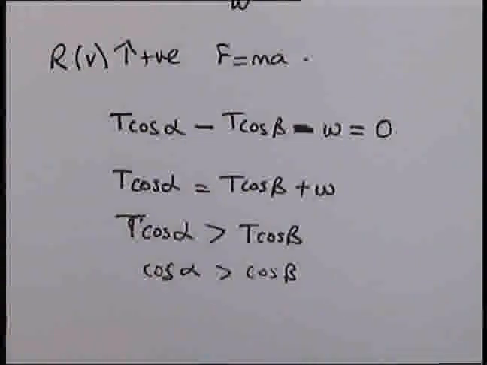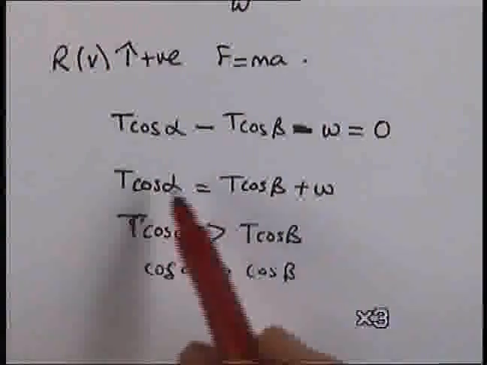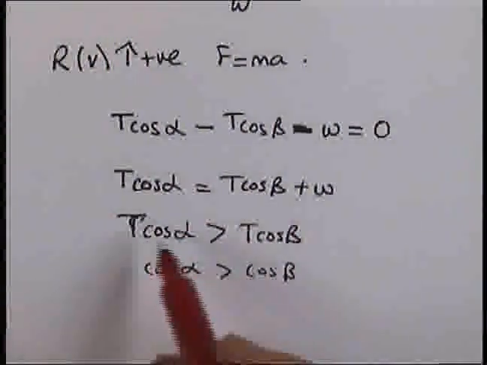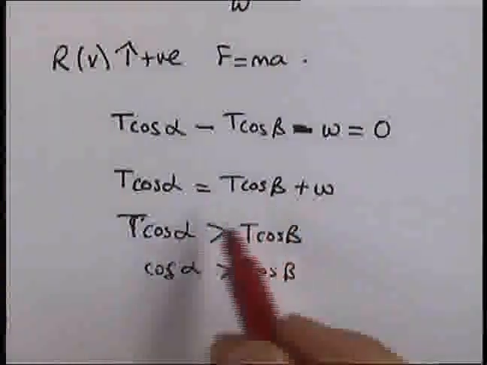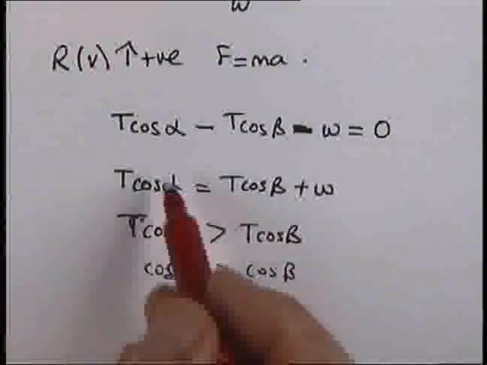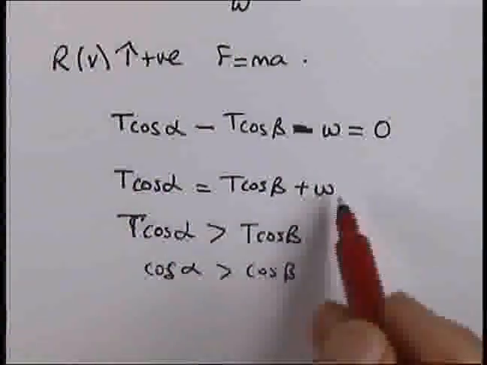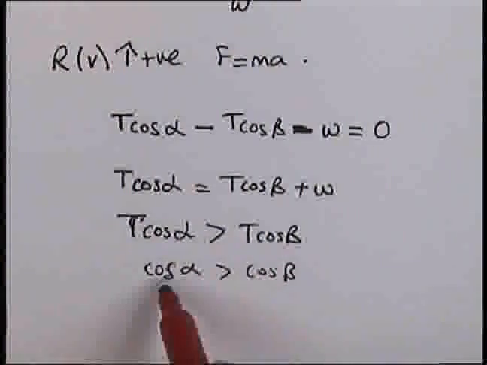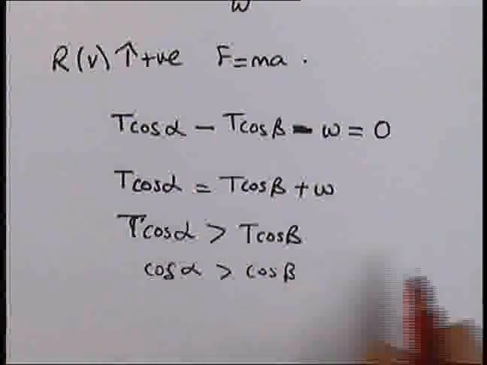So I wasn't in view, so I'll just quickly show you again. T cos alpha is equal to T cos beta plus W. But as T cos alpha must be bigger than T cos beta, because these two combined is the same as that, and the weight isn't 0 of the ring, so that means that this must be bigger than this, and now the T's are the same, so we get that cos alpha must be bigger than cos beta.